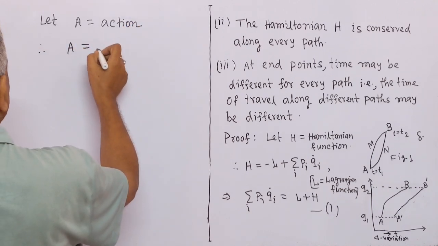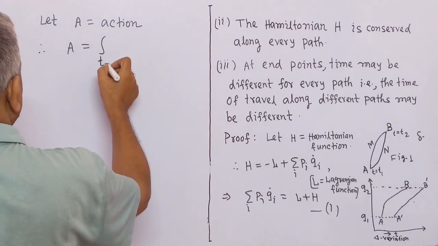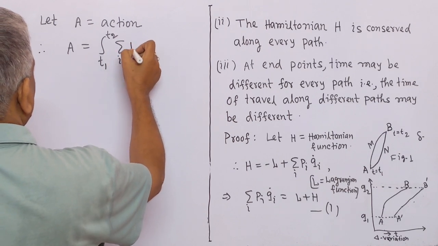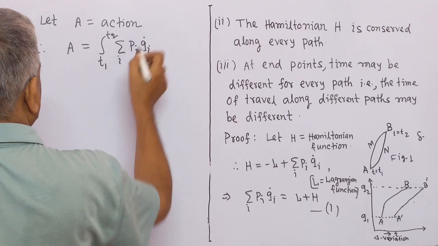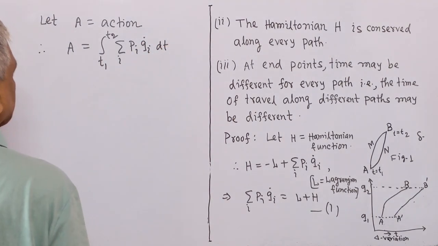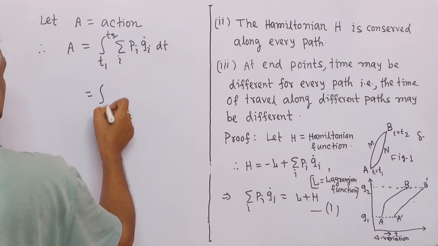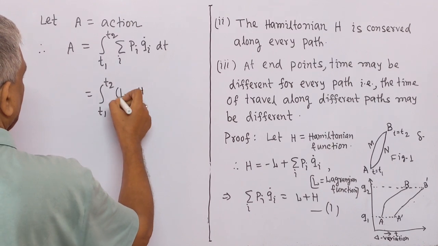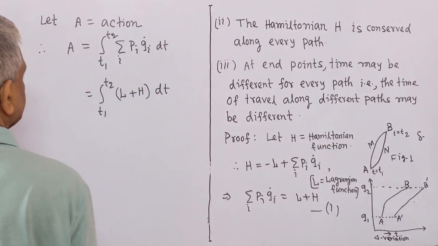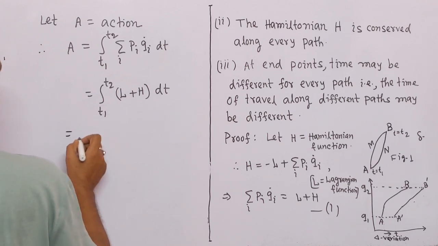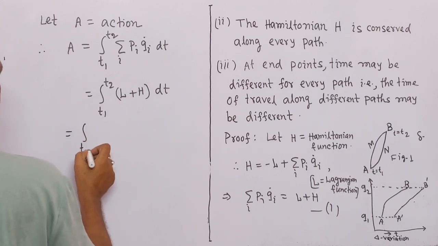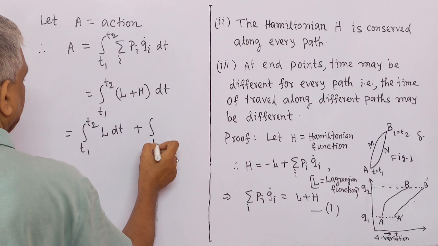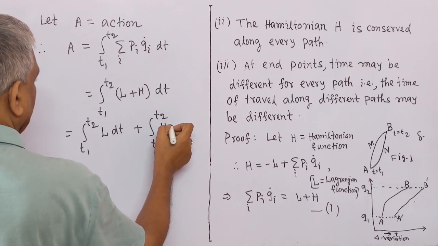Therefore, A equal to the integration from limit t1 to t2 of sigma i p_i q_i dot dt, equal to the integration from limit t1 to t2 of (L plus H) dt. This is equal to the integration from t1 to t2 of L dt plus the integration from t1 to t2 of H dt.